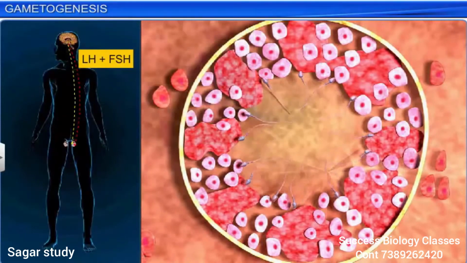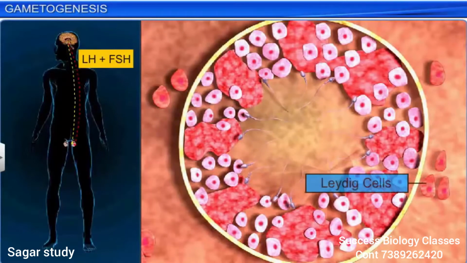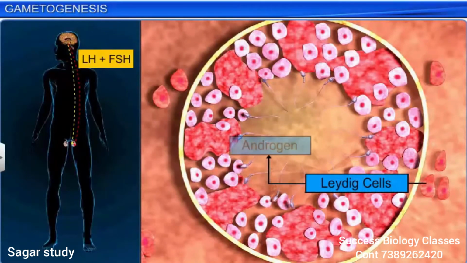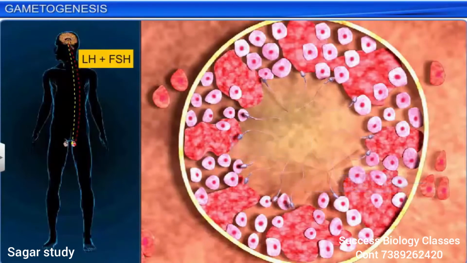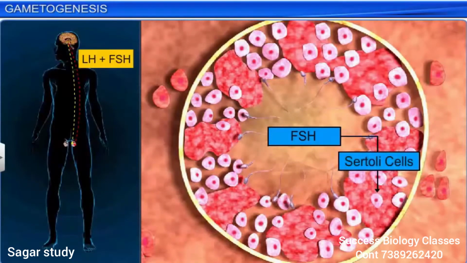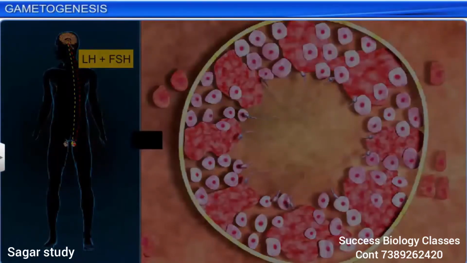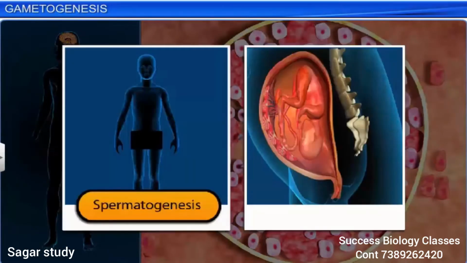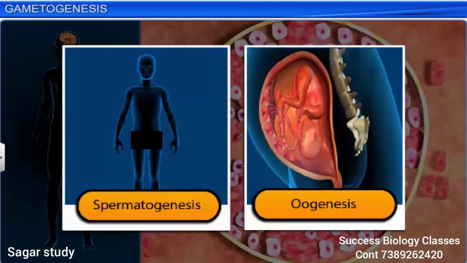LH, in turn, stimulates the Leydig cells to synthesize and secrete androgen, a hormone that triggers spermatogenesis. FSH, on the other hand, acts on the Sertoli cells to stimulate the secretion of substances that nurture sperm cells during spermatogenesis. While spermatogenesis occurs at puberty, oogenesis is triggered before a woman's birth.